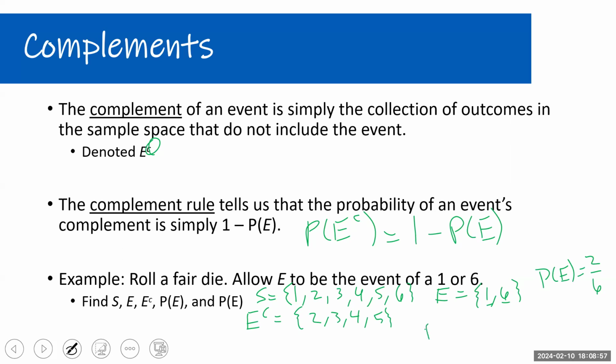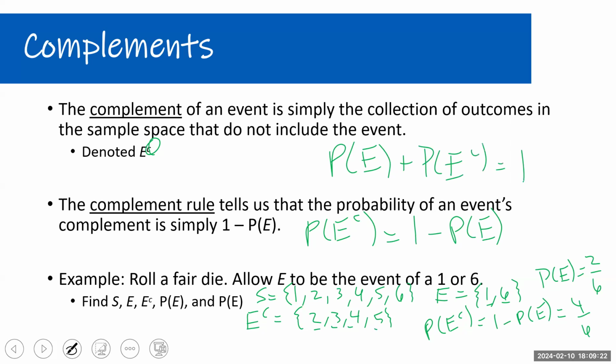Okay. Probability of E complement is going to be 1 minus the probability of E. So 1 minus 2/6 is going to be 4/6. Okay. Now we can also think about that as there are 4 out of the 6 ways to get that. But notice that the probability of E, we can algebraically rearrange this, plus the probability of its complement is going to be 1. So 2/6 plus 4/6 is 6/6, which is 1. You're going to see a question like this on your quiz. You're going to see a question like this on your test, okay? If you know the probability of an event, the probability of its complement is just 1 minus that probability.